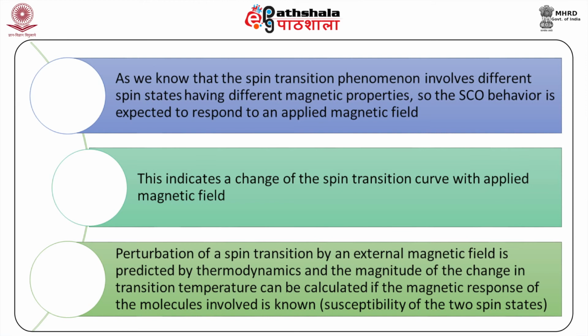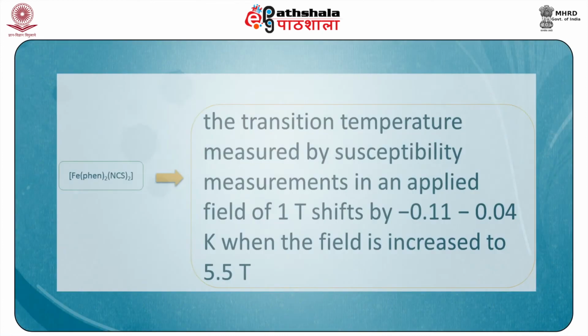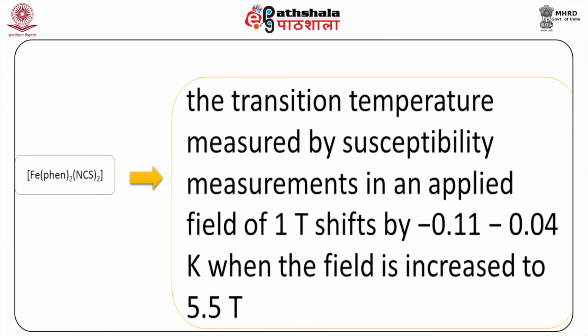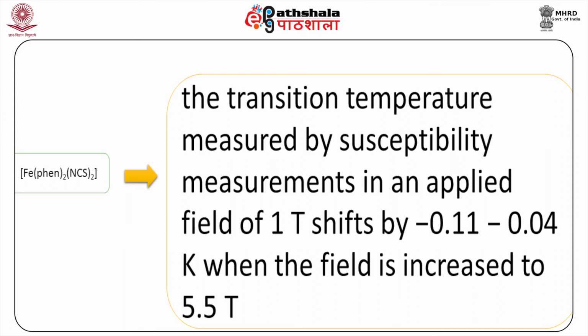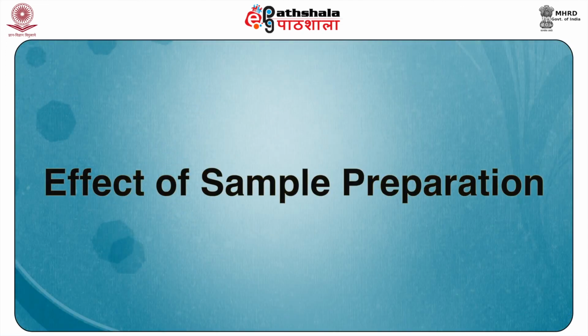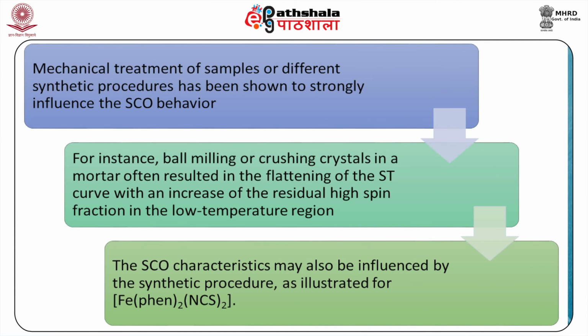An experiment with a sample of a complex shows that the transition temperature measured by susceptibility measurements in an applied field of 1 Tesla shifted by minus 0.112 to 0.04 Kelvin when the field is increased to 5.5 Tesla. Effect of sample preparation. Mechanical treatment of the samples or different synthetic procedures have been shown to strongly influence the spin crossover behavior. For instance, ball milling or crushing crystals in a mortar often resulted in the flattening of the spin transition curve with an increase of the residual high spin fraction in the low temperature region.